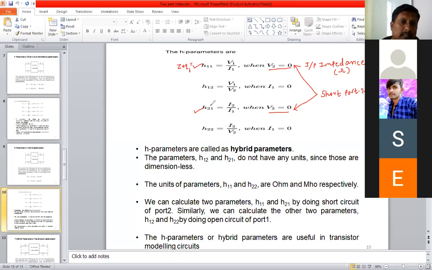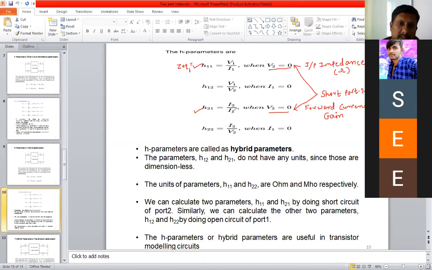Next, H21 is equal to I2 upon I1. What is this? Current gain. I2 is in the numerator, meaning output, divided by I1, the input. That is why it is called forward current gain. What is the unit of current gain, or is it unitless? Unitless quantity, because current divided by current. So unitless quantity.